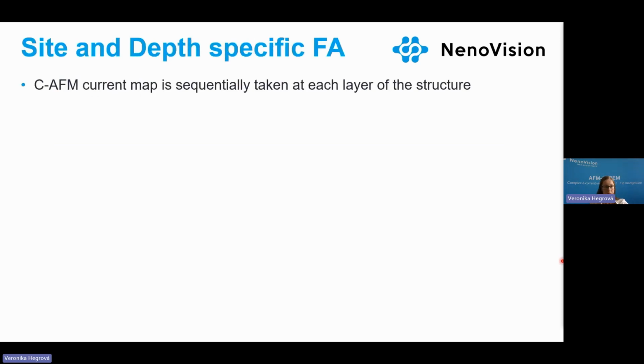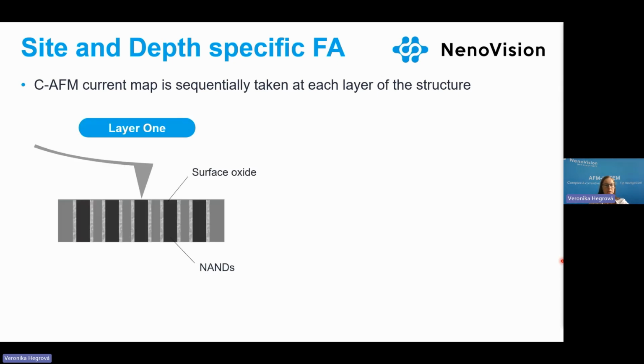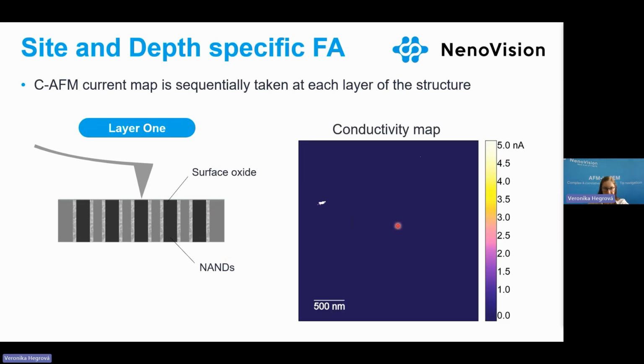So let's have a look at the NAND structure analysis. So first of all, we analyzed layer 1 basically with no FIB milling. So this is the NAND structure as it is with the surface oxide on top. So there's no surprise that we don't see any conductivity at this point.